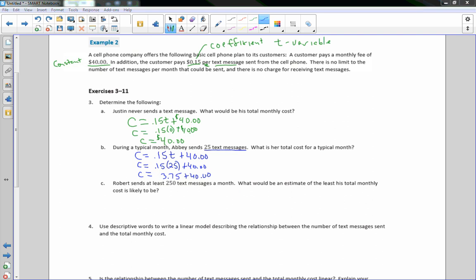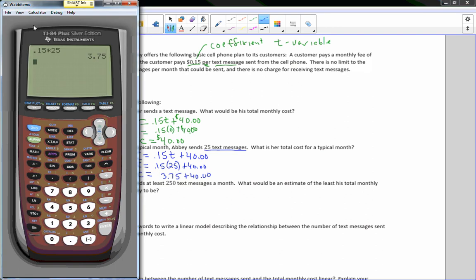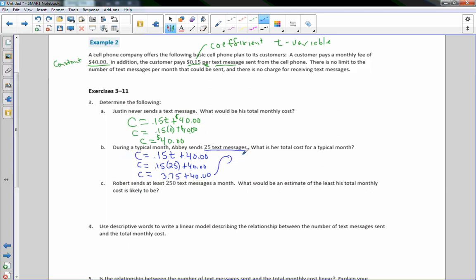Okay, good thing I got my calculator late in the day here and I made a mistake. 15 cents times 25 texts is $3.75. Plus that 40, so my total cost is $43.75. Okay, part C.